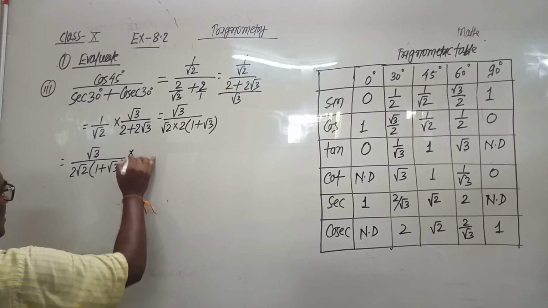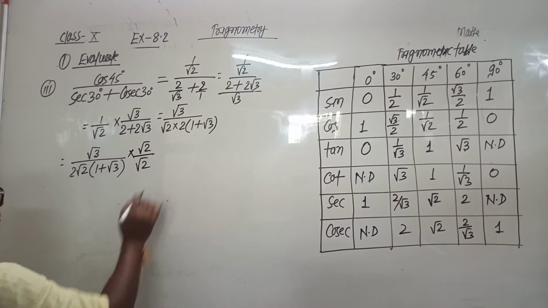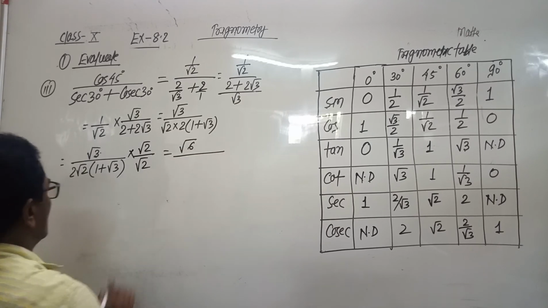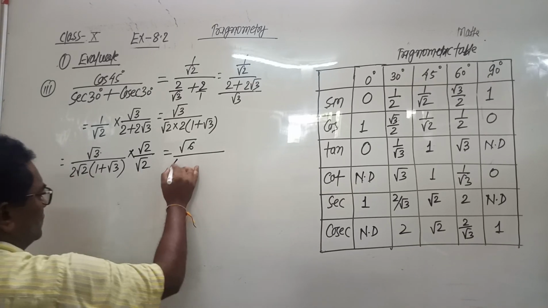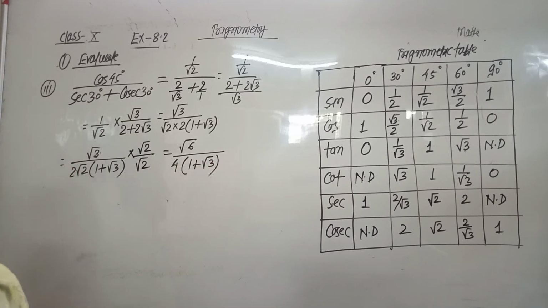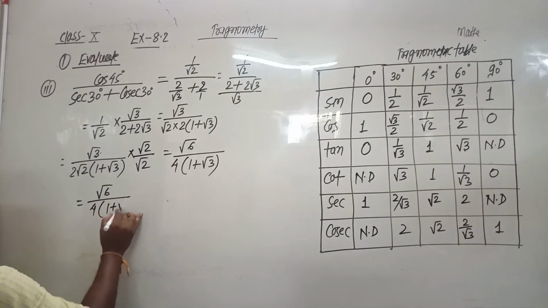Now we rationalize. We multiply numerator and denominator by root 2. So we get root 3 into root 2, root 6, upon root 2 multiplied by root 2. Root 2 into root 2 is 2, and 2 multiplied by 2 is 4. So 4 times of 1 plus root 3. So root 6 upon 4 times 1 plus root 3.